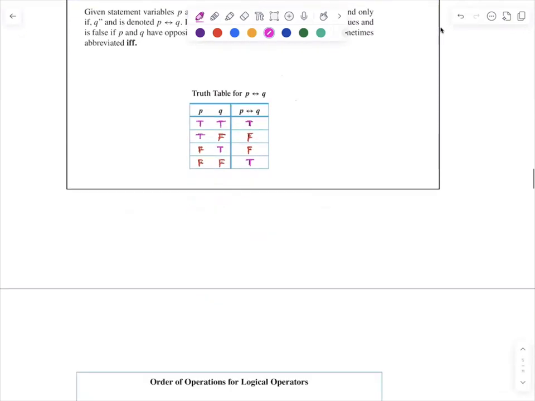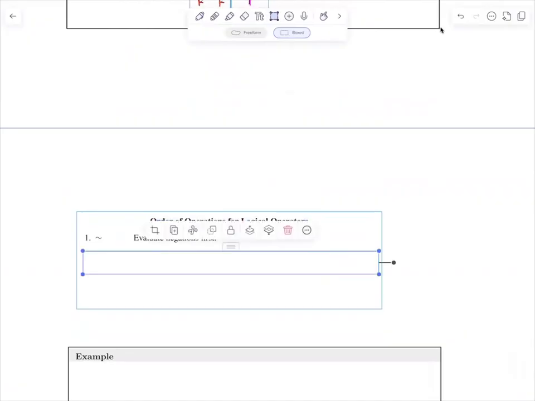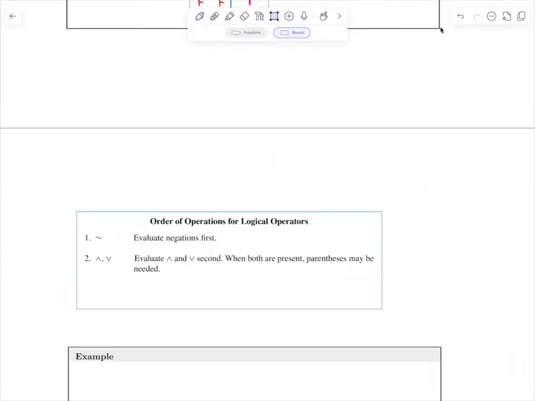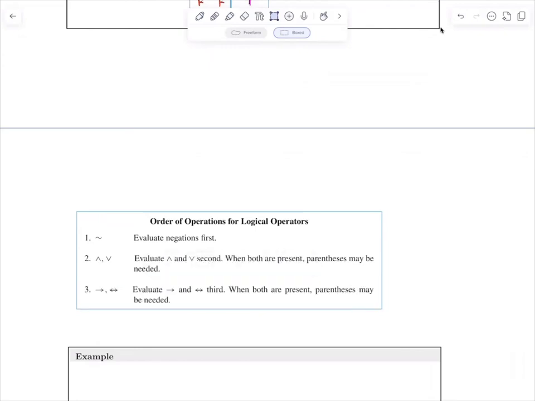Okay, let's see what's next. The order of operations for logical operators. Well, the very first operation that takes priority is negation. First, we evaluate the negation. Then we move on to and, or. We evaluate and, or, and if there are no parentheses or grouping symbols involved, we need to ask the author to give us some information about the parentheses or grouping symbols as well. And finally, we have implication and if and only if.